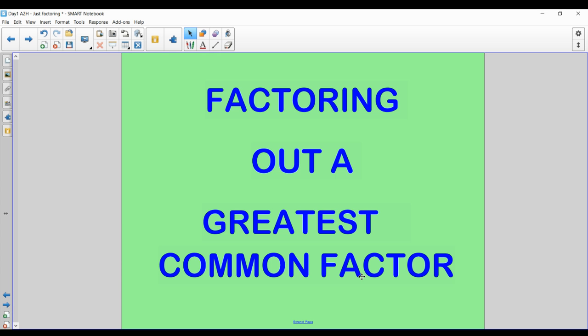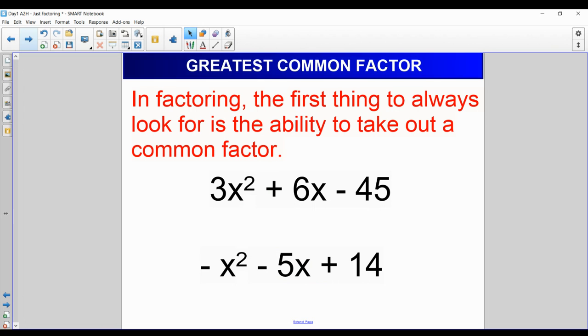Okay, so one last thing we want to go through is something that reminds us to make our life easier. We want to always factor out the greatest common factor first before we proceed with any of our regular factoring methods. So if I look at this greatest common factor, always take out what is common to all of the terms. So if I look at this first one, what can I take out? Well, I can take out a 3 from everything, leaving x squared plus 2x minus 15.